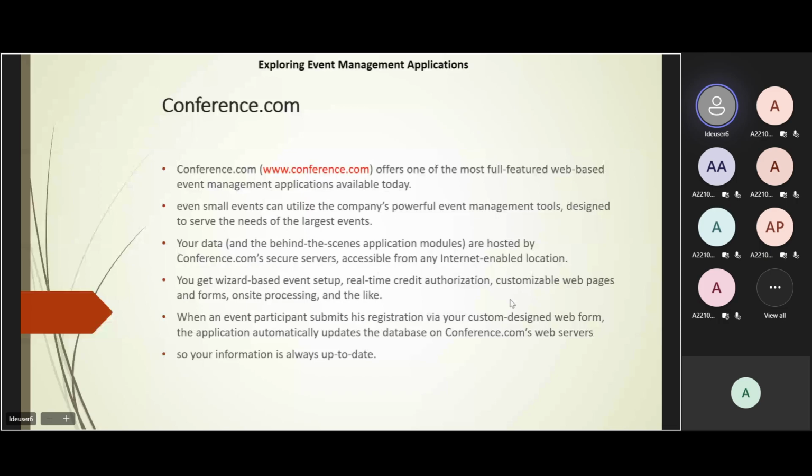When an event participant submits his registration through this custom designed web form, the application automatically updates the database on the conference.com web servers. So this information is always up to date. Once the user enters their information, this application automatically updates the database, and from the database, the user can retrieve the information from any place.